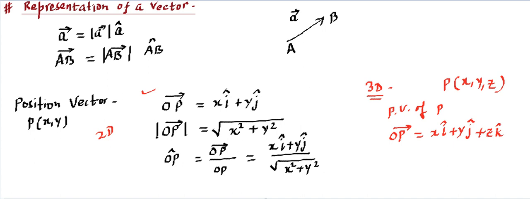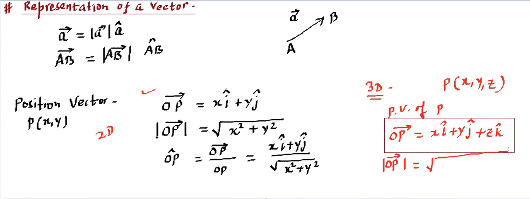This can be remembered as a formula for writing position vector in 3D case. Now once we are able to write this position vector, then again we need to know the magnitude and direction. So how to write the magnitude? Again by using the similar logic, the magnitude of three-dimensional vector, that is OP vector mod, is going to be equal to square root of, we will be extending the same concept, that means squaring the coefficients and adding them. That means it will become x square plus y square plus z square. So this will become the magnitude of this particular vector.